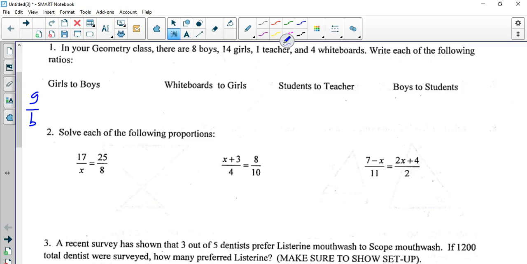So there are 14 girls and 8 boys. Now we always want to reduce this, so that's going to be 7 over 4. Now remember, you can also write this in this format, 7:4.